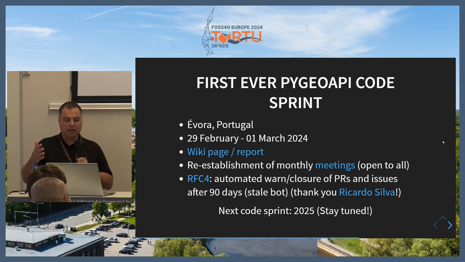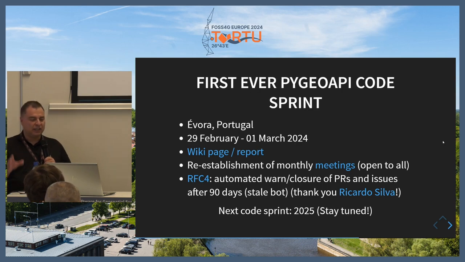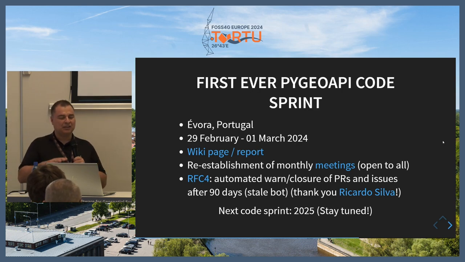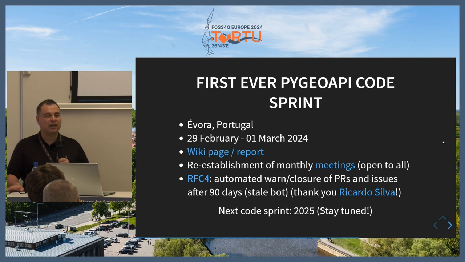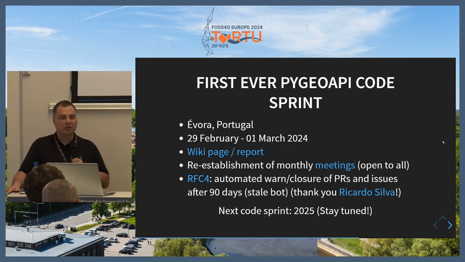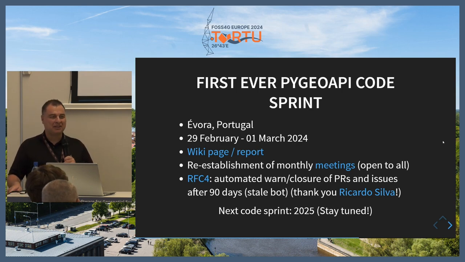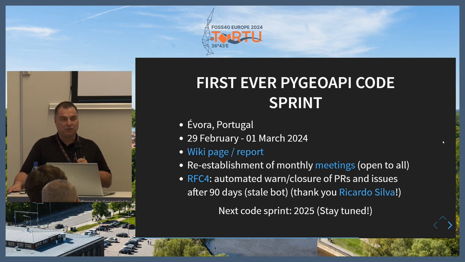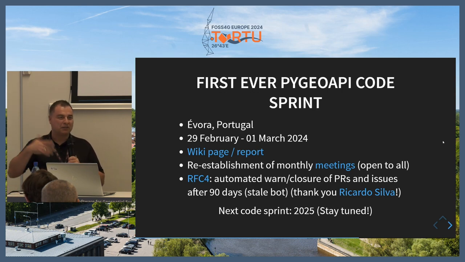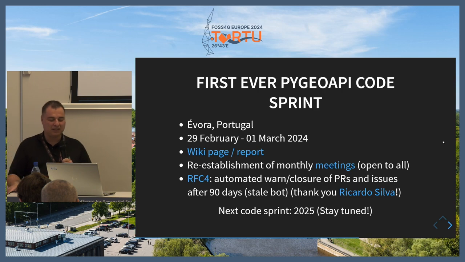in terms of establishing our monthly meetings again, and really addressing some of the issues with maintainers. I mean, at some point we had 45 pull requests, and we were getting 10, 20 pull requests a month. So it got very busy, and we were able to implement a stale bot to try to keep the issues fresh and keep the maintenance burden a bit low.